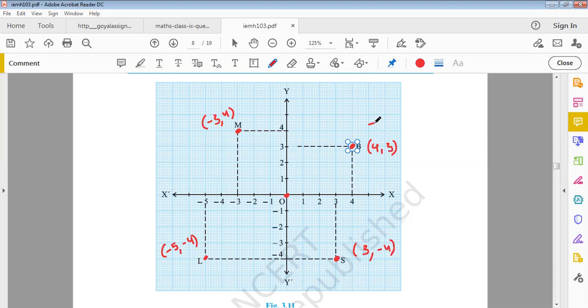If you see the symbols here, plus plus, here minus plus, this one minus minus, this one plus minus. So quadrant 1, quadrant 2, quadrant 3, and quadrant 4, four quadrants. Okay, next.